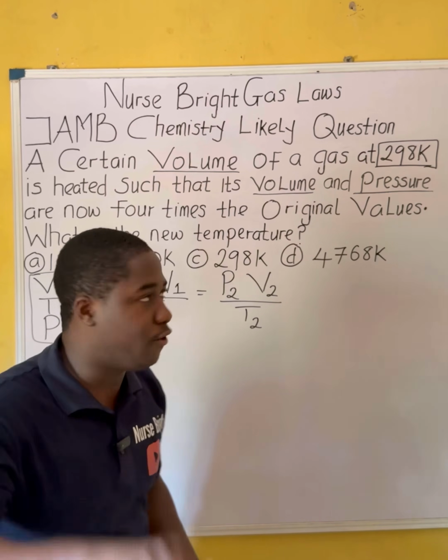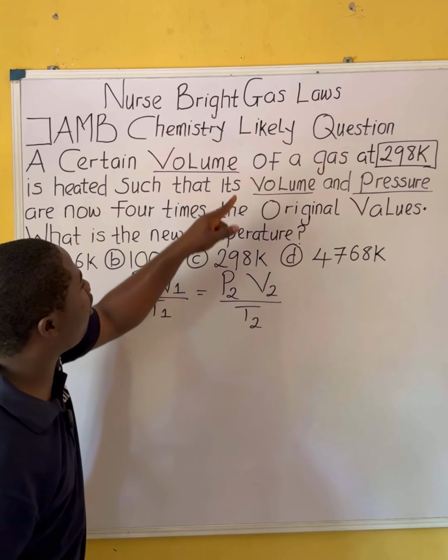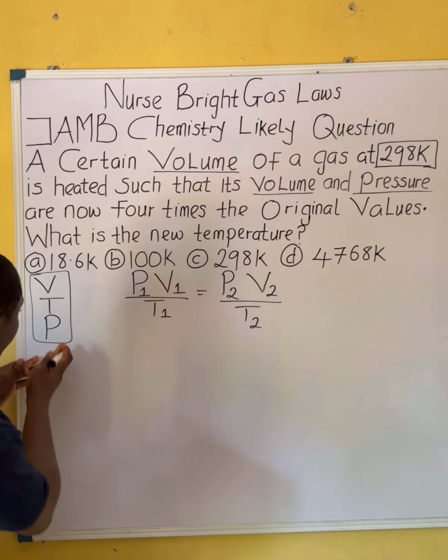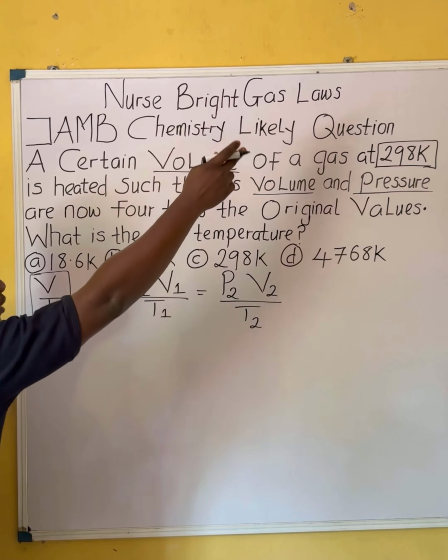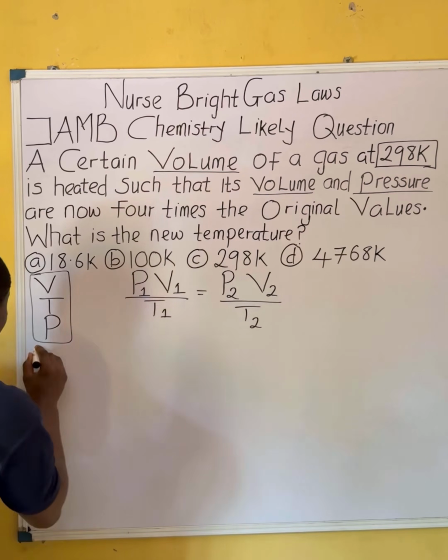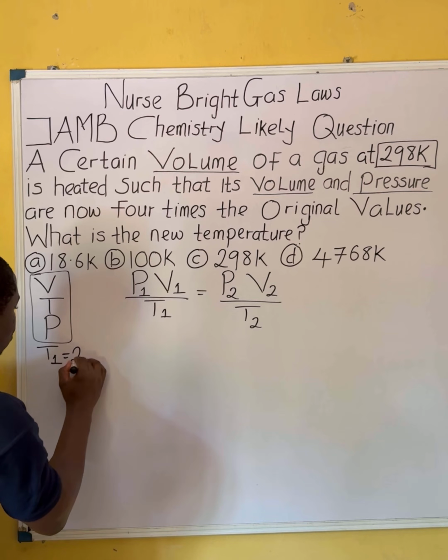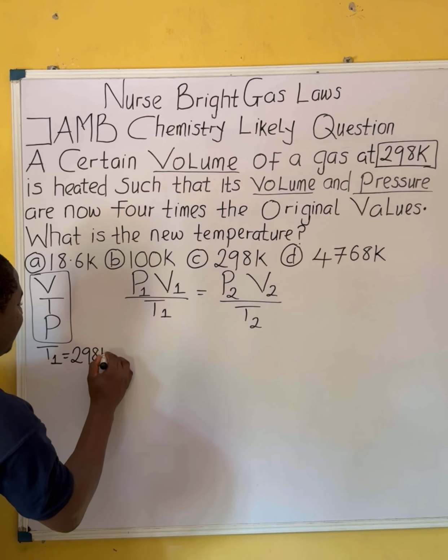So guys, moving further, I said that a certain volume of a gas at 298 Kelvin. All right. So I'll be writing out the parameters here. So that is temperature. And it was the first temperature I saw in the question. So it will now be 298 Kelvin.